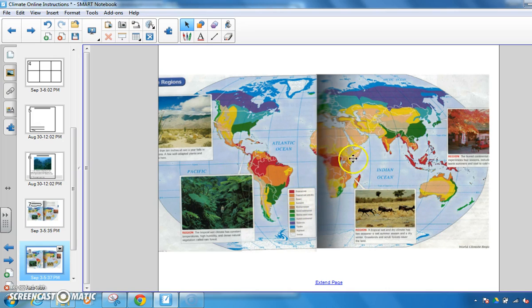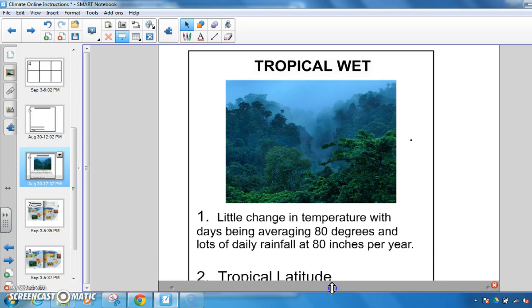So we know that the tropical wet is found all in the tropical area. So what I'm going to do is just write tropical latitude. That's it. I don't have to write anything else. I don't have to write what continents it is. It just needs tropical latitude.